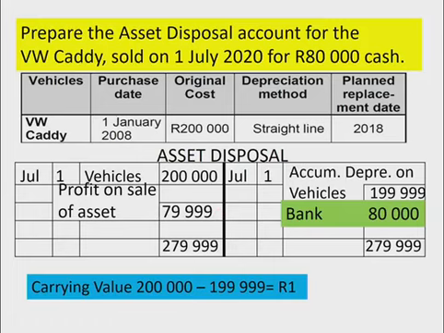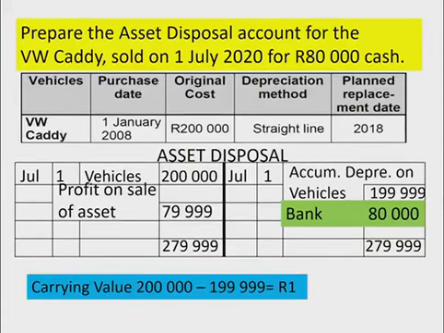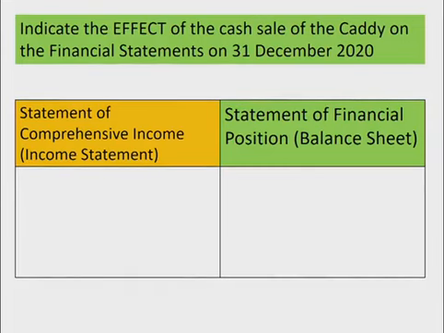Okay, that's a very important account. Just to make sure that you know how to do the asset disposal account. They might not ask the account, but they will ask you maybe just to calculate the profit or the loss on sale of asset. Okay, but in this case, we're making a profit. Okay, so let's just look at the second part of that question for activity number 3. It says, indicate the effect of the cash sale of the caddy on the financial statements on the 31st of December 2020.